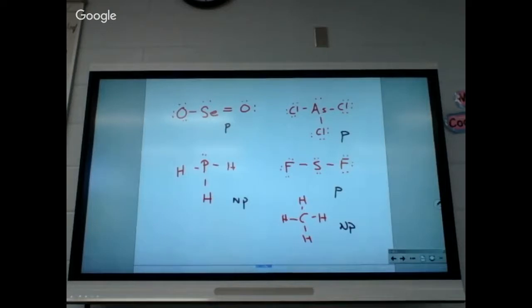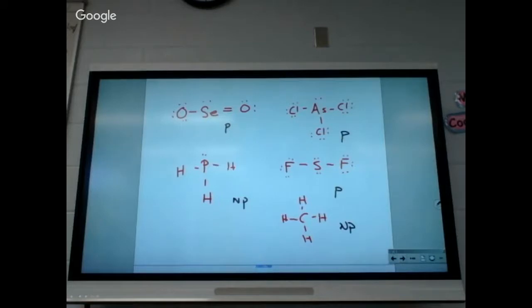Other questions on the homework or finding Lewis structures, geometries, polar, non-polar? No. Linear. All right, anything else?